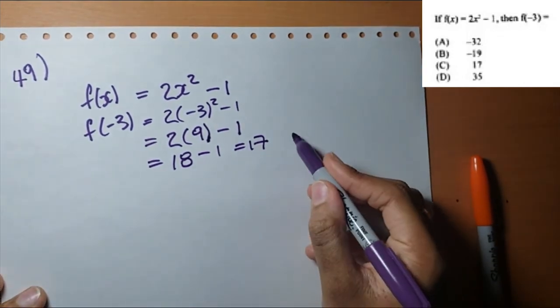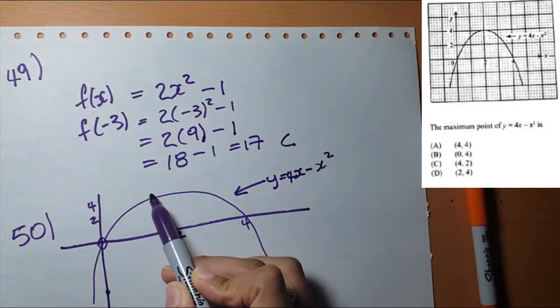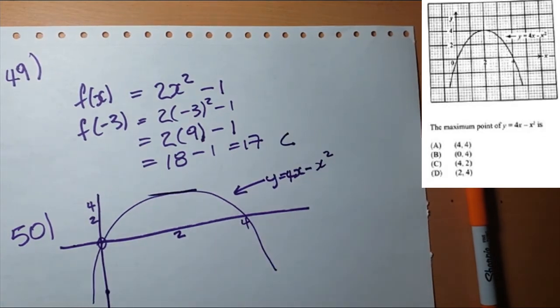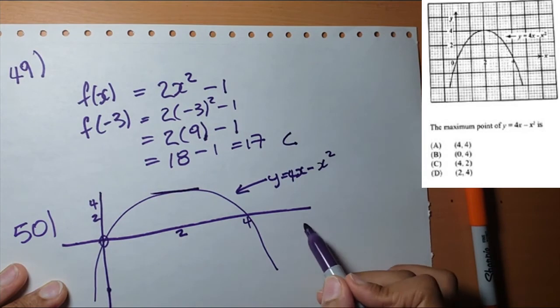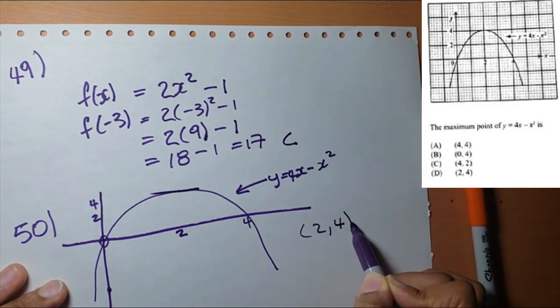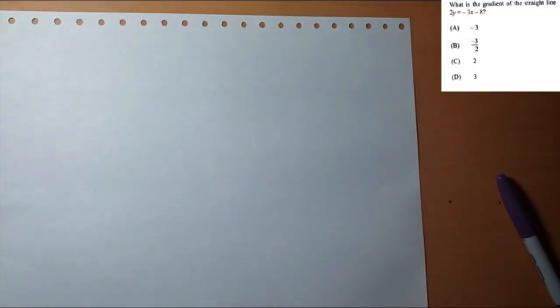and that is C. Okay, so for number 50 we're given a graph called y is equal to 4x minus x squared, and we're asked to find the maximum point of the graph. The maximum point of the graph is right here. That is the highest point that the graph is meeting. So remember that this is the x, so we're going x first, always x first. So it's x, y, not y, x. Do not make that mistake. So x is 2, 4. So the coordinates are 2, 4. And that is D.